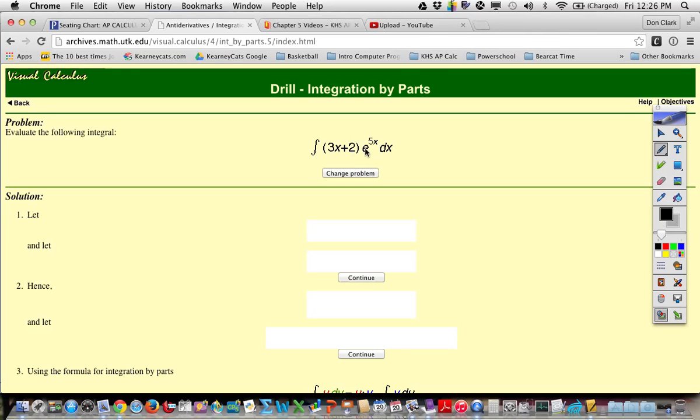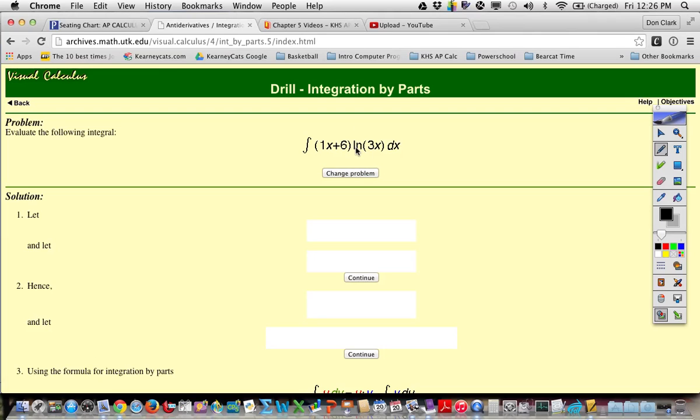And like we talked about, your integration by parts problems are going to be these kinds of things. Here's an algebra with an exponential, right? Want to change a problem, here's an algebra with a log. Change a problem, here's an algebra with a cosine. Here's an algebra with an arctangent, right? Here's an algebra with a log again. Algebra with an arc sine. I mean, that's what your integration by parts ones are going to look like.